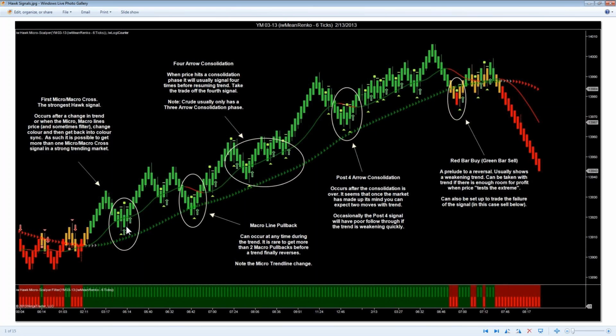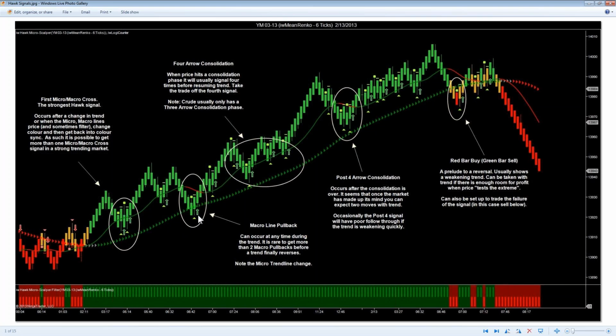For instance, the first micro-macro cross signal. Very, very high probability signal. In fact, it's a signal that I take almost without exception. It occurs when the micro line, that's a thin one, crosses the macro line, and it's the first signal where everything is in sync. In other words, we have green bars, green trend lines, green filter, and a green signal. Pretty easy, right?